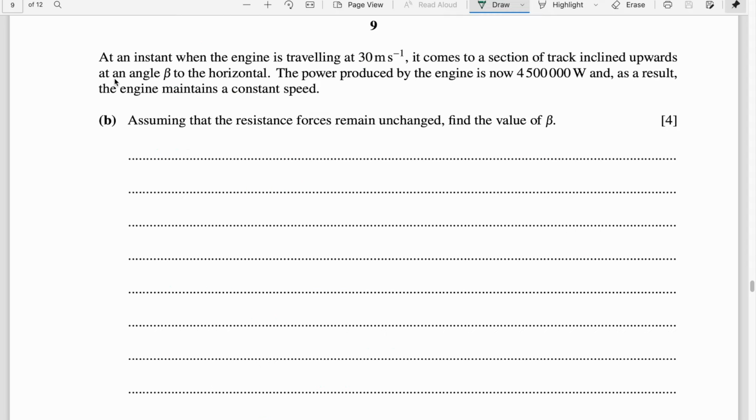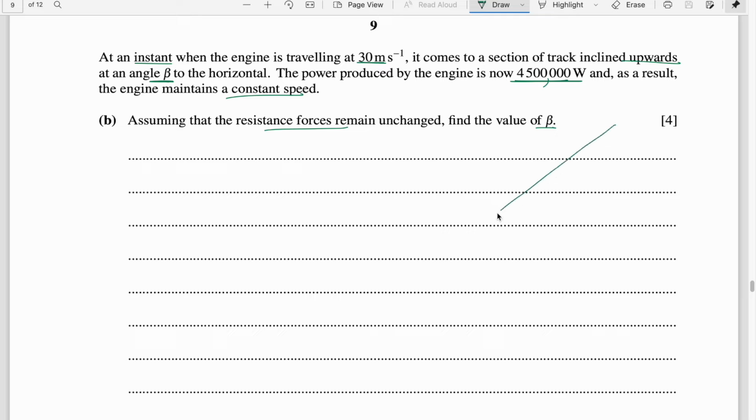Question 6, B part. At an instant when the engine is traveling at 30 meters per second, it comes to a section of track inclined upwards at an angle beta to the horizontal. The power produced by the engine is now 4500,000, and as a result the engine maintains a constant speed. Assuming that the resistance forces remain unchanged, find the value for beta.